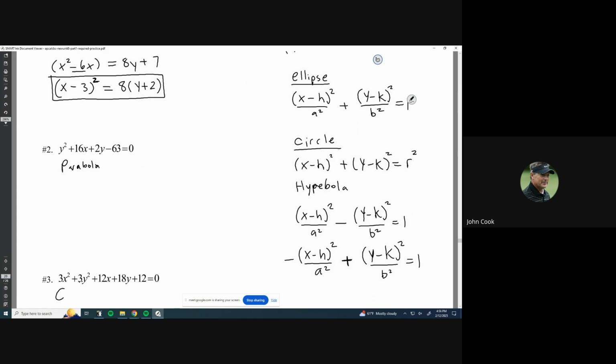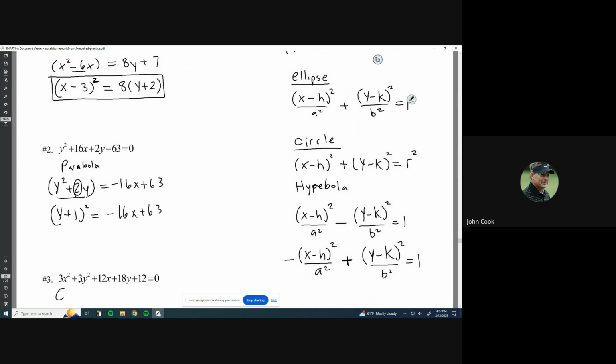So similar to this, I'm going to group the y values together. So y squared plus 2y, plus 16x minus 63. I'm going to group those, and then I'm going to move this stuff over to the other side. So I get a negative 16x and a positive 63. Now I'll complete the square on this stuff. So I'm going to divide that by 2. So I get y plus 1 quantity squared is equal to negative 16x plus 63.